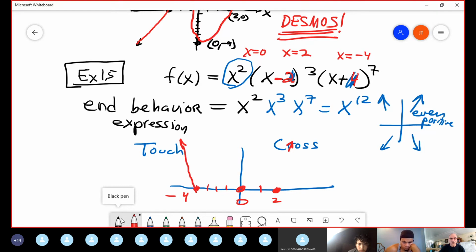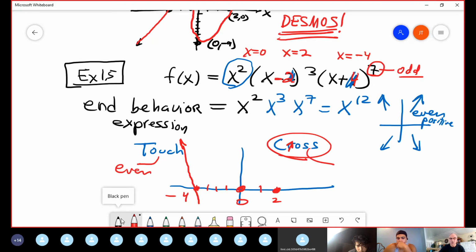How do you know que cross? Because when the exponent is an odd number, it crosses. When the exponent is even, it touches. So touch, even. Cross, odd. Now 3 is also cross, no? Also 2 crosses here. Cross, but here touch. I suppose I don't know exactly what happened, but touch.